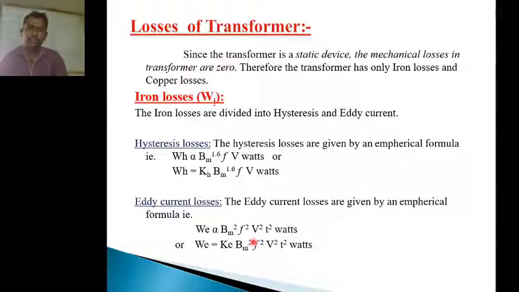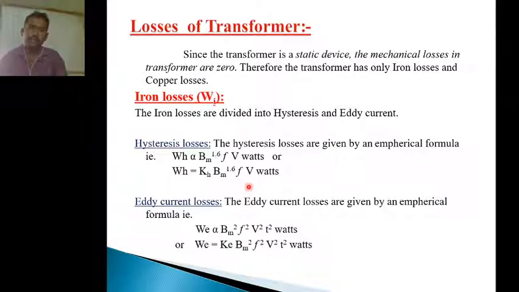So these are the iron losses present in the transformer. To overcome the hysteresis losses, we go for CRGO steel material, a high permeability steel material with a low hysteresis loop. And to reduce the eddy current losses, we go for laminations.